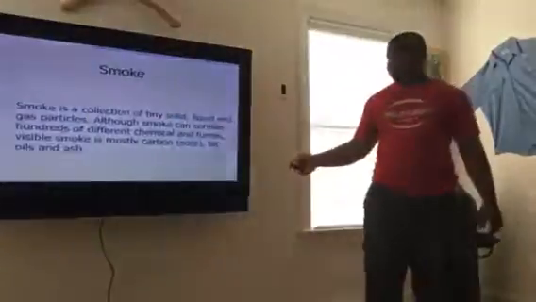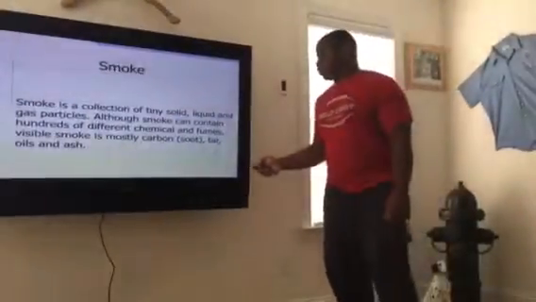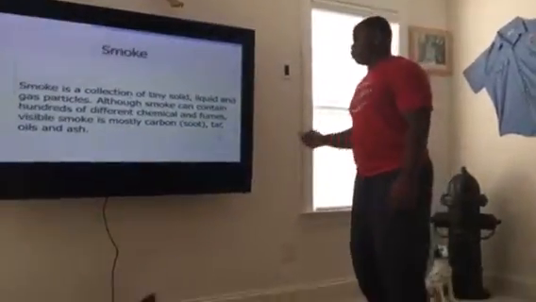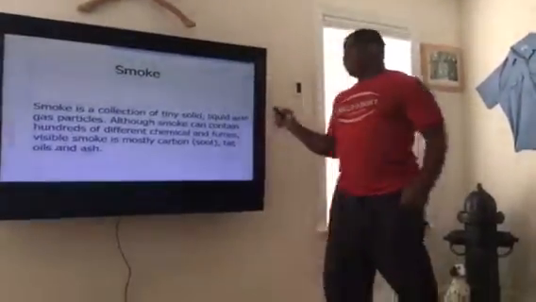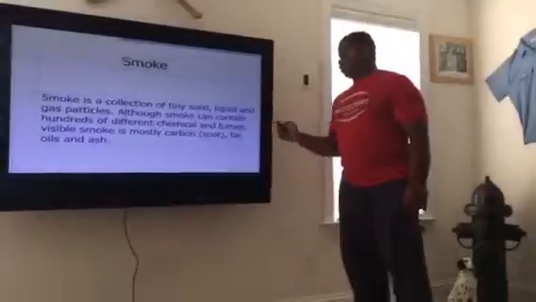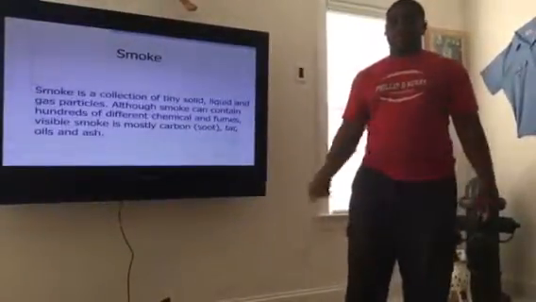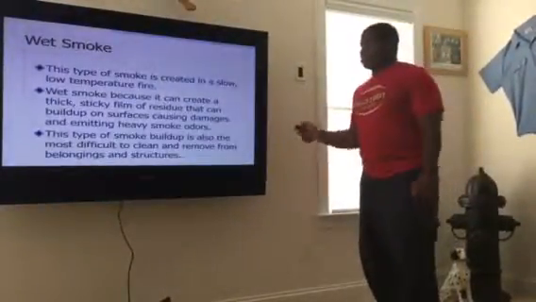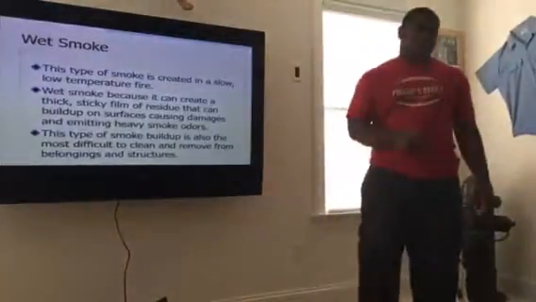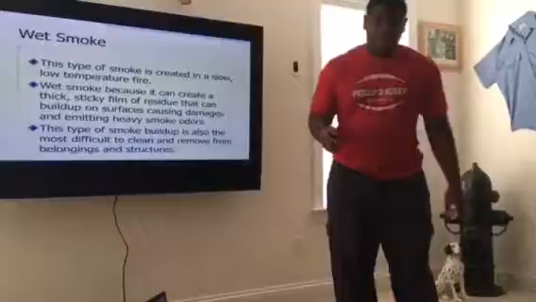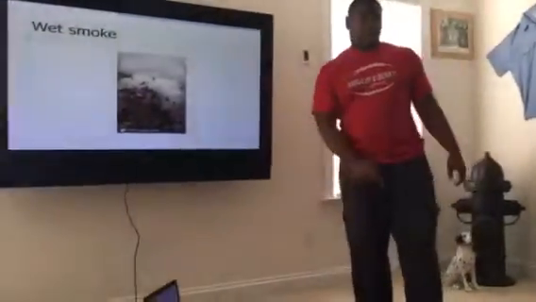So smoke. Smoke is a collection of tiny solid, liquid, and gas particles. Although smoke can contain hundreds of different chemicals and fumes, it is visible. The smoke is mostly carbon, soot, and tar, oils, or ash. Alright, this type of smoke is created in a slow, low temperature fire, right? Wet smoke, right? We're talking about damp leaves on fire, right?